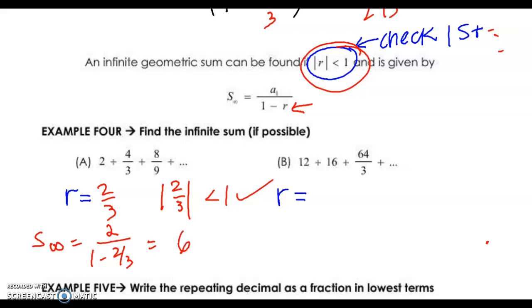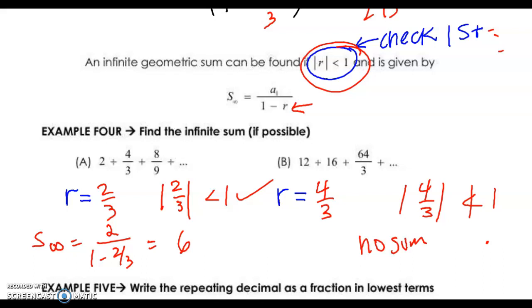So there we go. When you try b, you get r is 4/3. Well, the absolute value of 4/3 is not less than 1. It's greater. So those numbers are going to keep going up: 12, and then 16, 64/3. It's not going to converge to a particular number or a sum. So this is just no sum. You can stop right there.